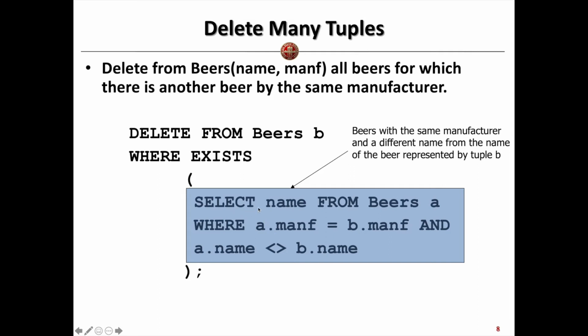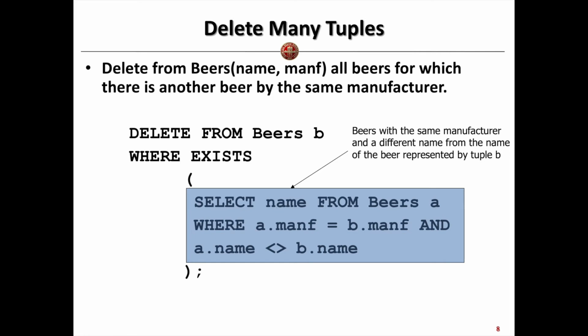We'll have select name from Beers. We provide the name A for Beers, where A dot manufacturer equals B dot manufacturer. B is the Beers table from here, outside it. And we have a condition that A dot name doesn't equal B dot name. In other words, for the tuples in the Beers B table, we can find another tuple in the Beers table. They share the same manufacturer, but with a different name, right? And we will return the names of these beers as the result for the subquery.